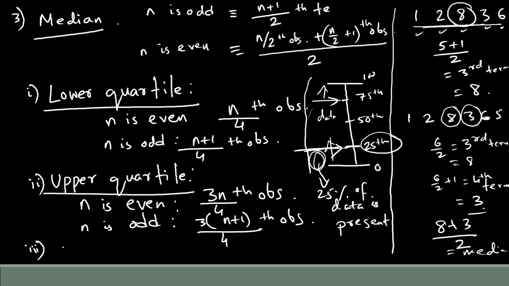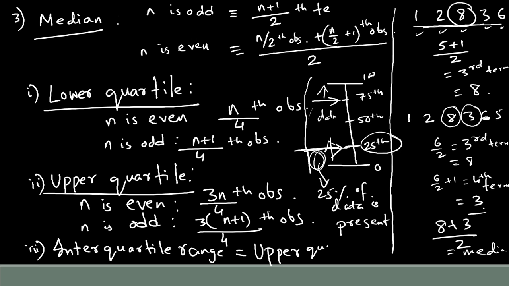And number 3 is, what is the interquartile range? The interquartile range will be your upper quartile minus your lower quartile. So from the median you found out the lower quartile, upper quartile, and interquartile range, and the median also you found out through this. So you just have to remember these things.